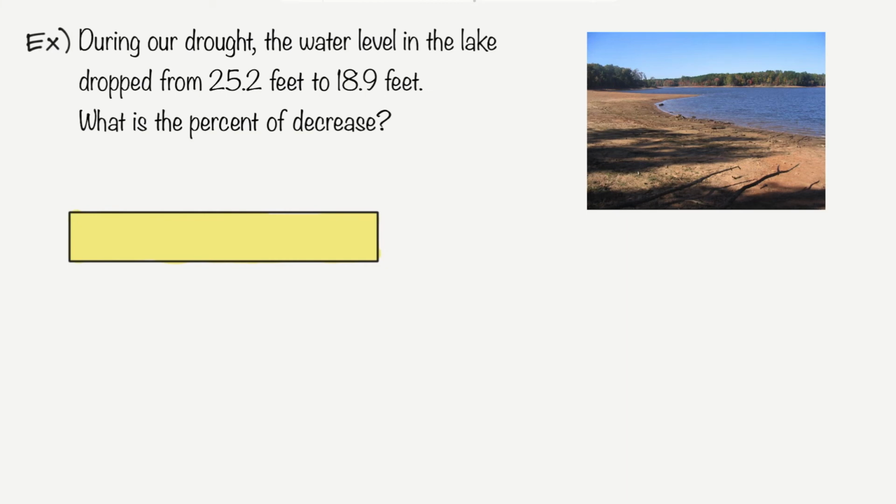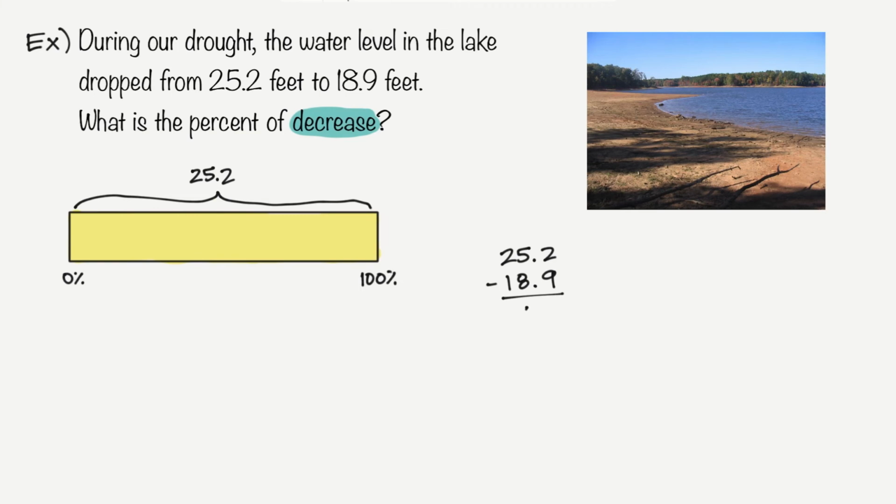During our drought, the water level in the lake dropped from 25.2 feet to 18.9 feet. What's the percent of decrease? So again, I'm going to label this as 25.2 for the entire bar model there. And I'm going to find the amount that changed by subtracting my two values. And that's going to go ahead and give me, I think, 6.3. So if I take my total and divide it by 6.3, that's going to give me 4, which means I can divide this evenly into 4 sections, each representing 6.3 feet.